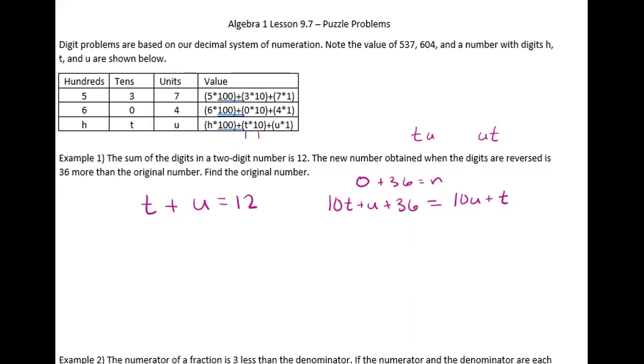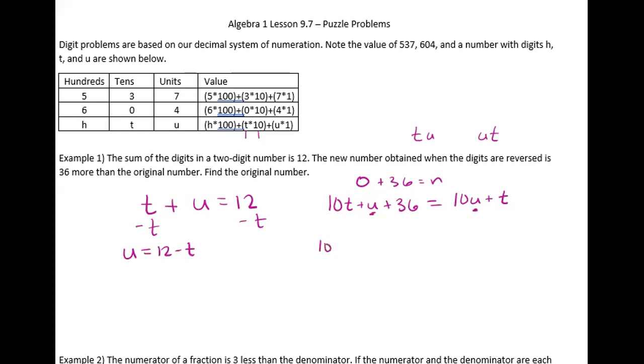This one looks a little bit more complicated, but I think we could use substitution. You can go either direction on this one. I'm going to subtract the t, so I have that my u is equal to 12 minus t. Now I'm going to plug that in up here on my u here and my u here.